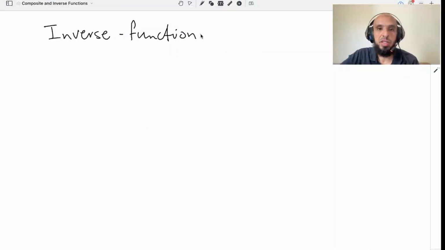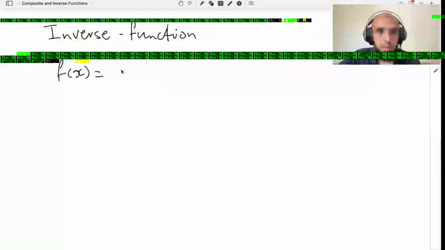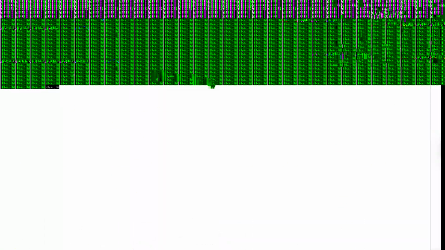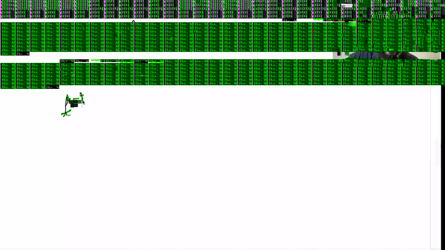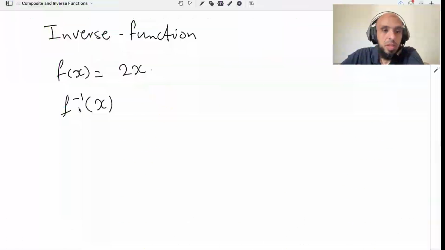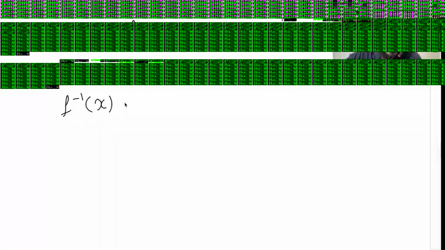For example, if we have f of x equals 2x, then we multiplied every variable x by 2. So to return it to the original function, f minus 1 of x, this is what we call the inverse. It's not a power, it's not an exponent, but this is the notation: f minus 1 means that this is the inverse function, and it is going to be equal to x over 2.